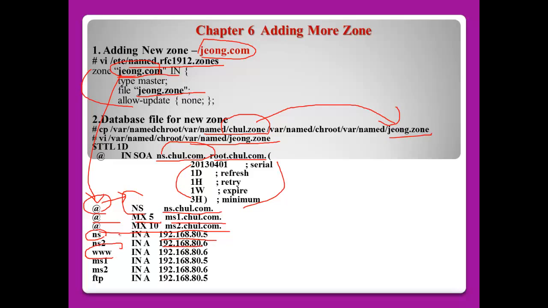And the www, where the at sign here means jong.com, so www.jong.com will be this IP address. And the ms1, ms2, FTP are the same.